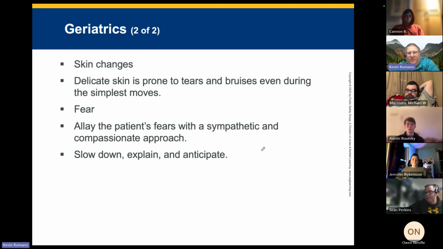Right. Other thing with geriatrics or skin changes, like delicate skin, is prone to tear, bruises, or even during the simplest moves. Protect the elbows when carrying and moving through hallways, okay? Because their elbows can hit things and they can just have skin tears, right? The other one is fear. So our best bet is to allay the patient's fear with a sympathetic and compassionate approach. Slow down, explain, anticipate, right? Plan for the unexpected, anticipate what potentially could happen, and try your best to avoid it.